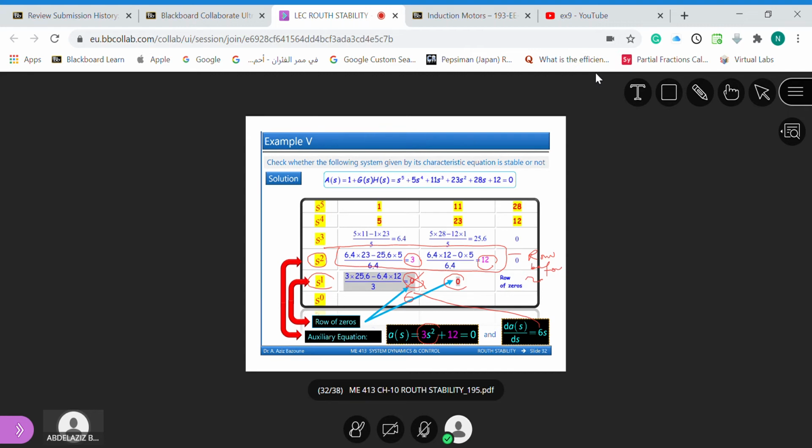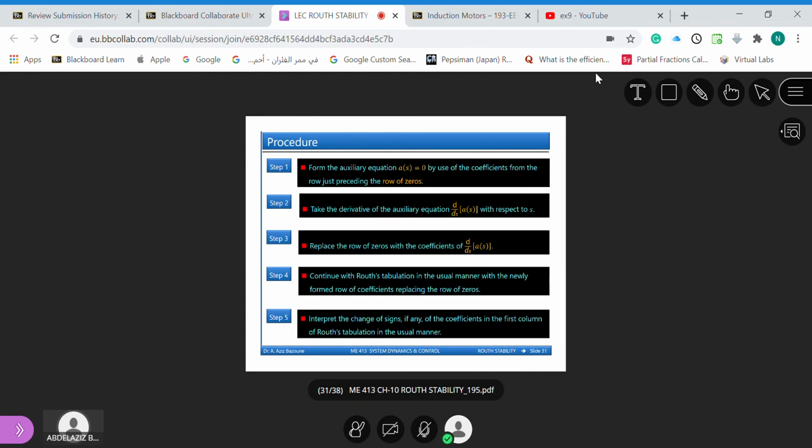I will read what was here before. From the auxiliary equation A(s), by use of the coefficient from the row just preceding the row of zeros. Step 1, take the derivative of the auxiliary equation dA(s)/ds with respect to s. Now replace the row of zeros with the coefficient of dA(s)/ds. Continue the Routh tabulation in the usual manner with the newly formed coefficient in the row of zeros. Interpret the change of sign, if any.